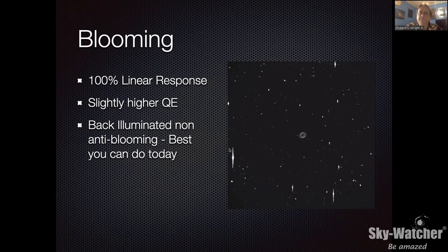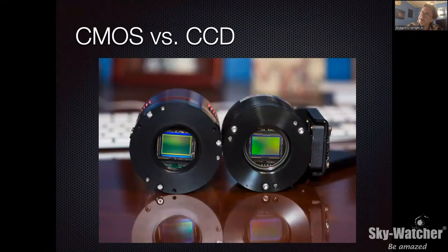Okay, so let's talk about CMOS versus CCD a little bit, because that is a hot topic. This is a CMOS and a CCD sensor next to each other. And as you can see, there's not a real big difference between them when you're just looking at them. And really, the truth is they both work more or less the same way. There are some subtle differences that affect our performance at a quantitative level.